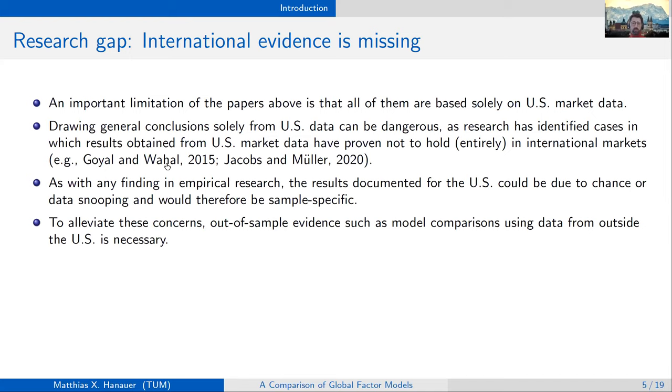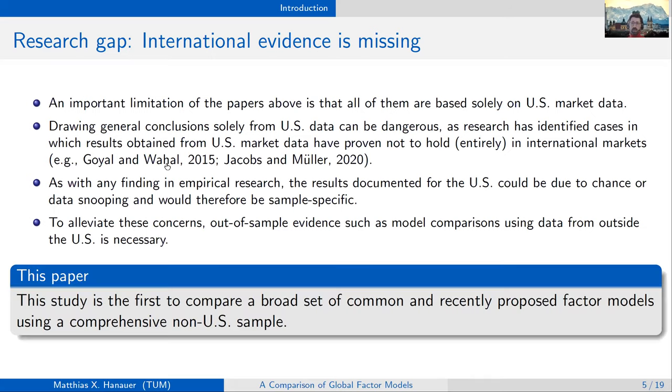Similar with Jacobs and Müller, for the US it was found that there's a post-publication decline in anomaly returns. This is not the case outside the US. So be careful if some results are only shown on US data. It's good to do an out-of-sample test, because it's some finding documented for the US, to see if it holds also outside the US. And this is exactly what this paper does.